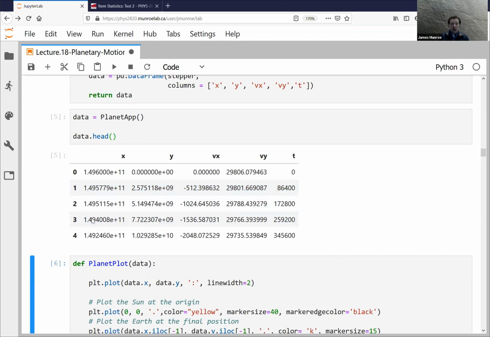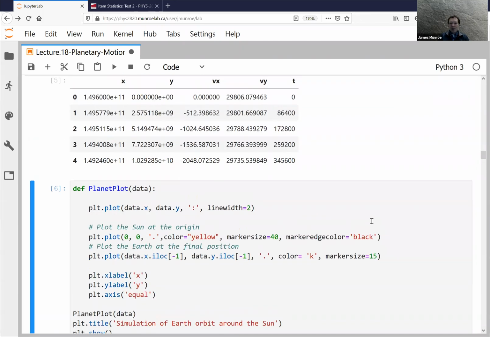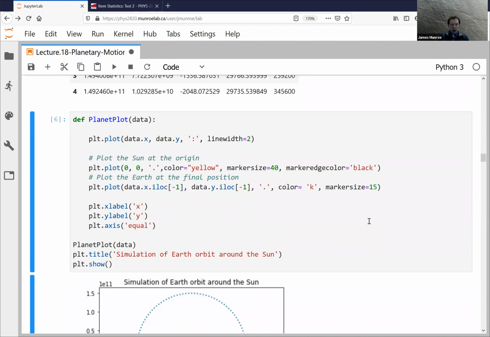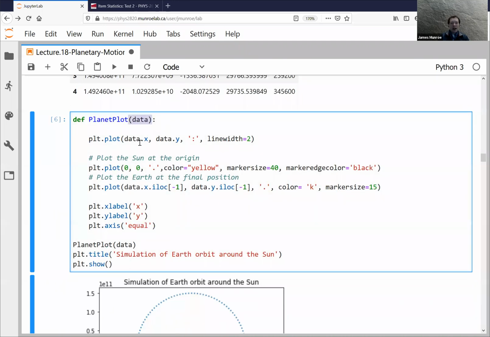We don't really want to look at the data just as a table. We want to look at it as some sort of visualization, a plot. So let me write a function that plots this kind of data. Well, here we go. I'm going to be a little bit more creative with this plot. It's going to take the data in, and it's going to plot a dotted line. And then to emphasize where the origin is, I'm going to put at point 0, 0, a dot that's yellow and pretty big. It's the sun. I'm going to draw the sun.